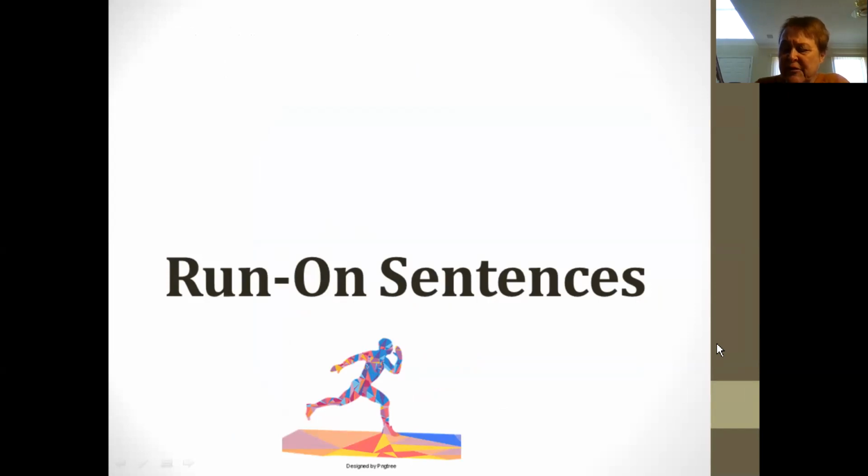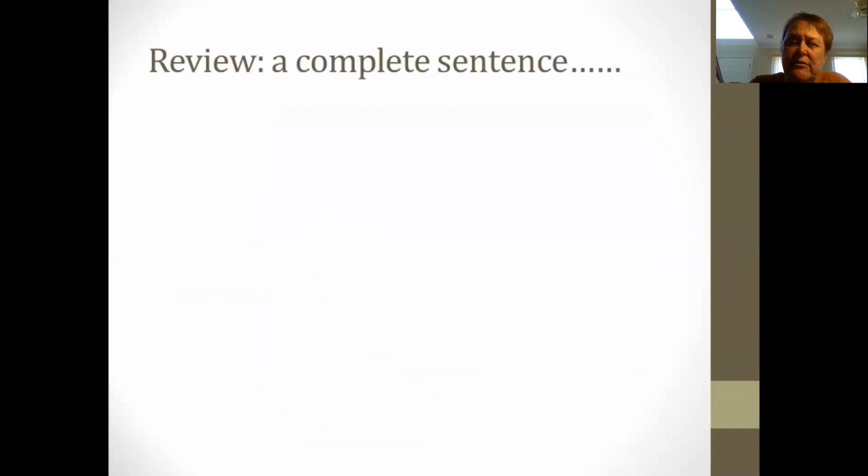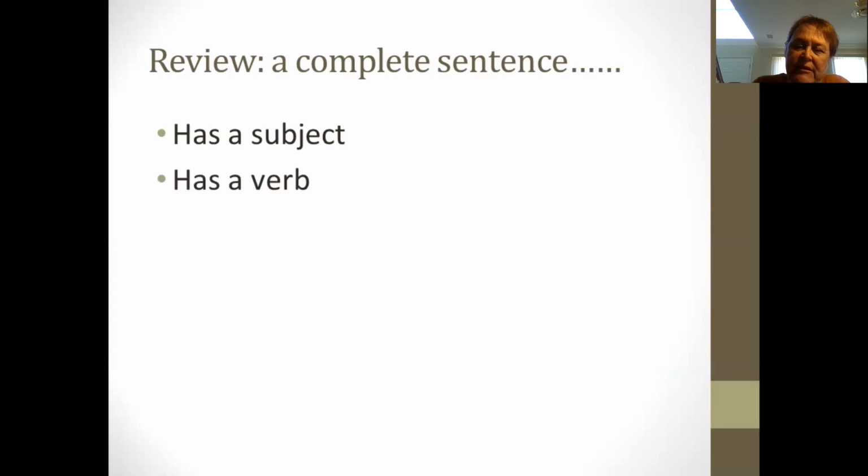Okay, so first thing that we need to do here is we need to review what is a complete sentence. Do you remember the components of a complete sentence? We talked about these before in class. What's the first thing every sentence needs to have? Did you say it needs to have a subject? Remember that a subject is who or what the sentence is about, okay, and is absolutely essential in a complete sentence. Next thing it needs to have is a verb.